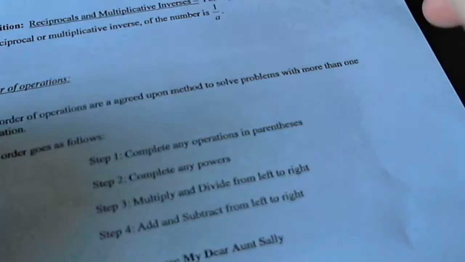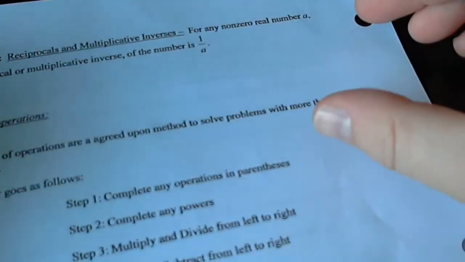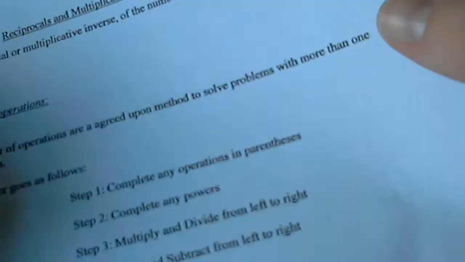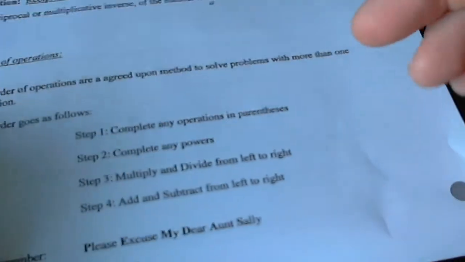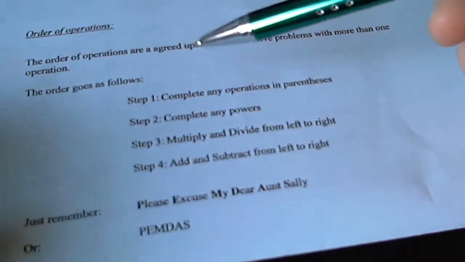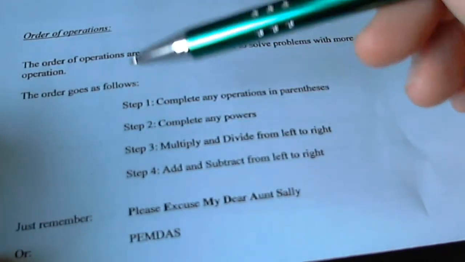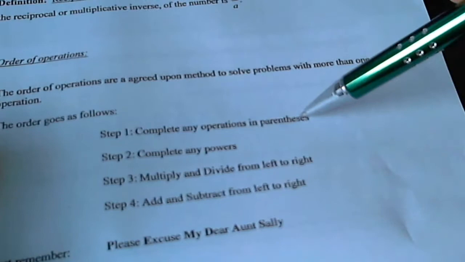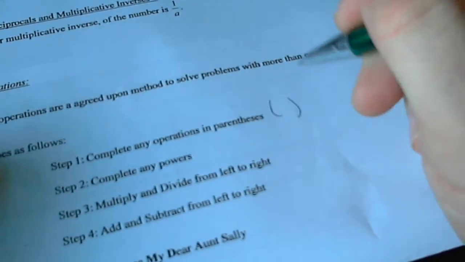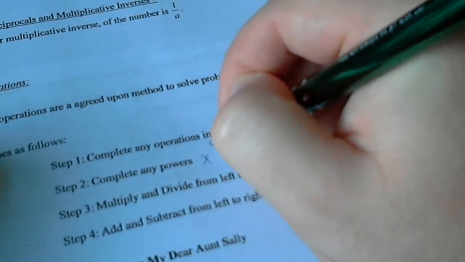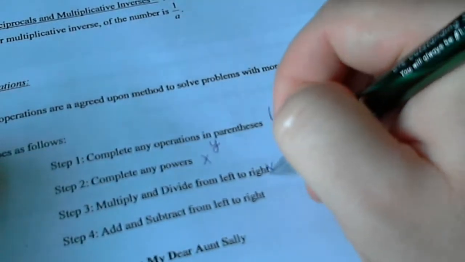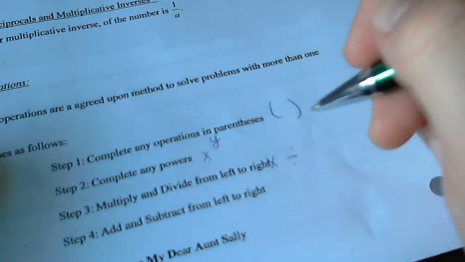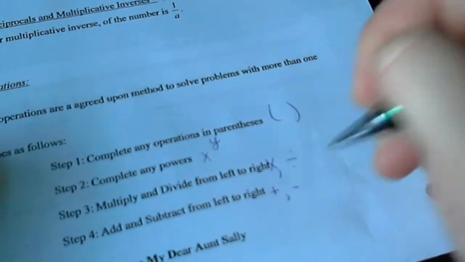On page 2, we're talking about solving equations. The order of operations is a commonly agreed upon method or order to solve equations. And the order goes like this. Complete anything in parentheses. Parentheses are first. Then any powers, say x to the y. Multiply and divide left to right comes next. And then add or subtract from left to right.